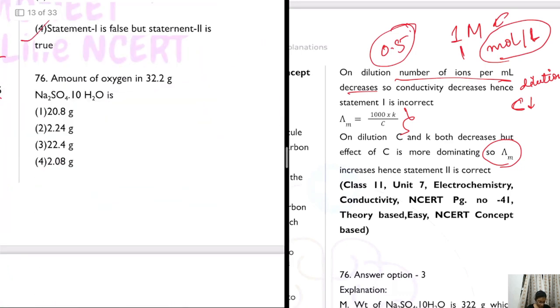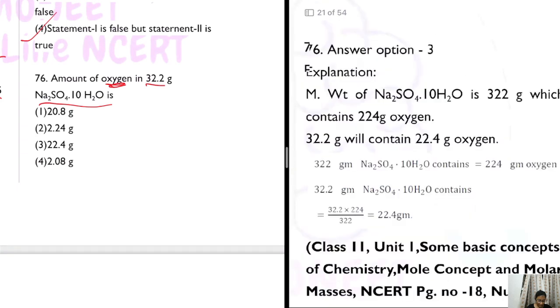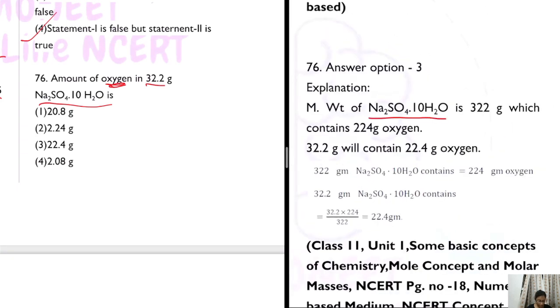Now let's see the next question. Amount of oxygen in 32.2 gram of Na2SO4·10H2O. We'll find the molecular weight of Na2SO4·10H2O, which will come out to be 322 grams. And it has 10 O plus 4 O, that is 14 O. See here 10, here 4. So 14.